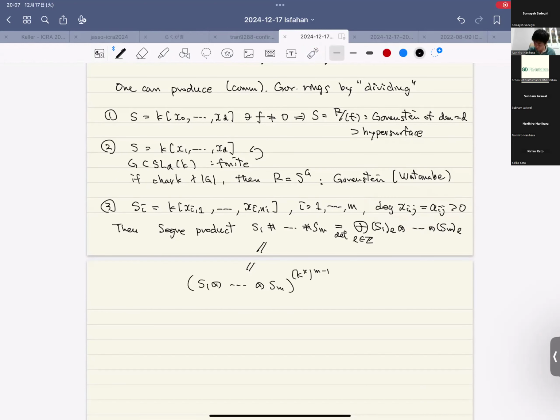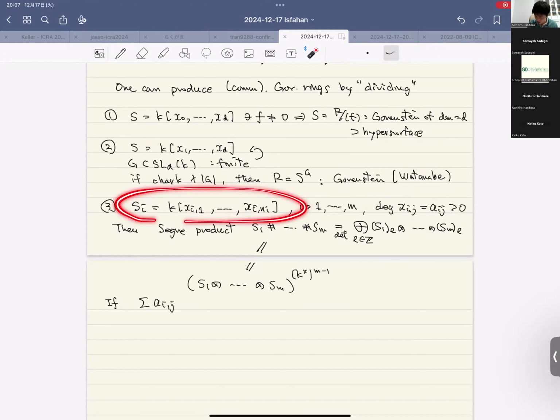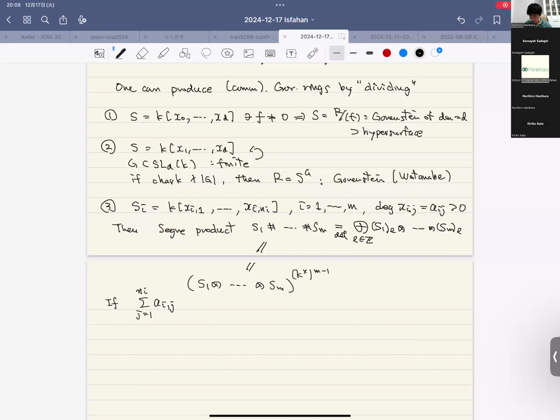And if for each polynomial ring, for each i, we consider the sum of weights, and if it is common for all i, then this Segre product, which is denoted by R, will be Gorenstein.